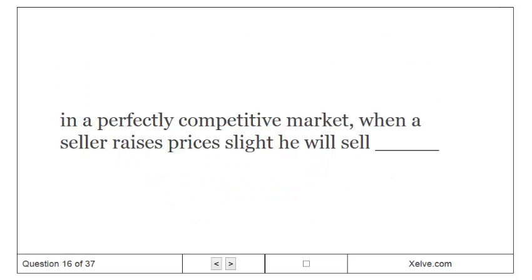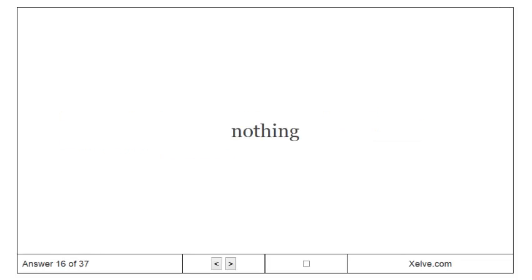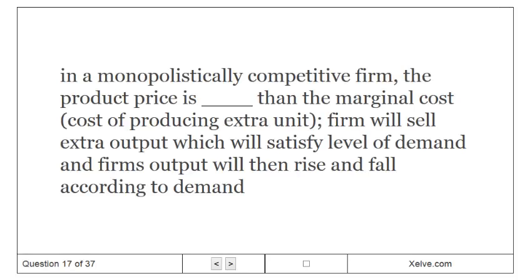In a perfectly competitive market, when a seller raises prices slightly, he will sell nothing. In a monopolistically competitive firm, if the product price is above marginal cost, the firm will sell extra output to satisfy a level of demand, and the firm's output will then rise and fall according to demand.